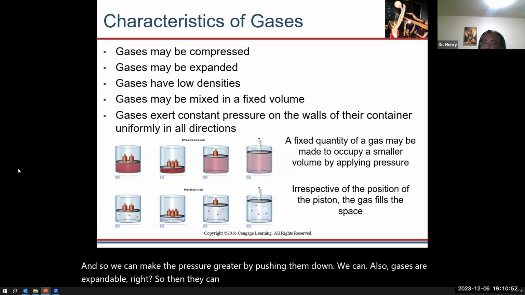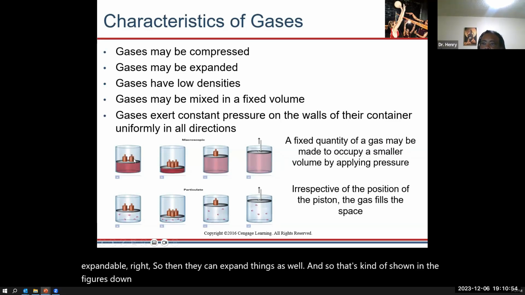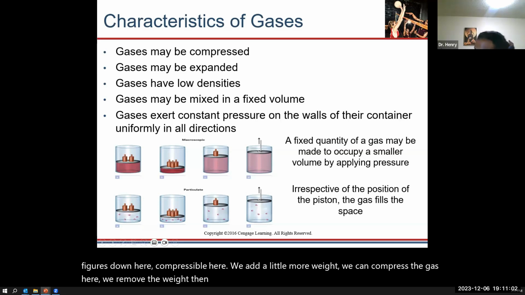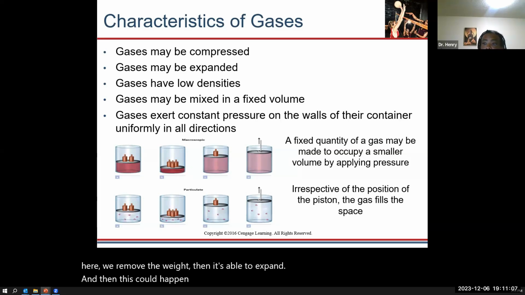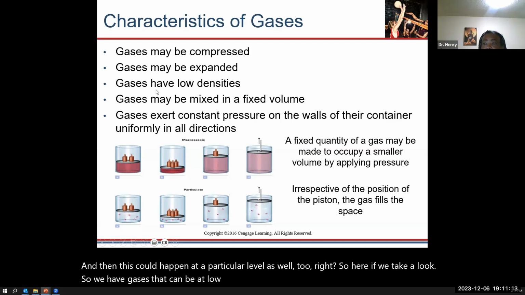And so that's kind of shown in the figures down here. Compressible, here we add a little more weight, we can compress the gas. Here we remove the weight, then it's able to expand. And then this can happen at a particular level as well too, right? So here, if we take a look, we have gases that can be at low densities, and we can have gases that can be at high densities.